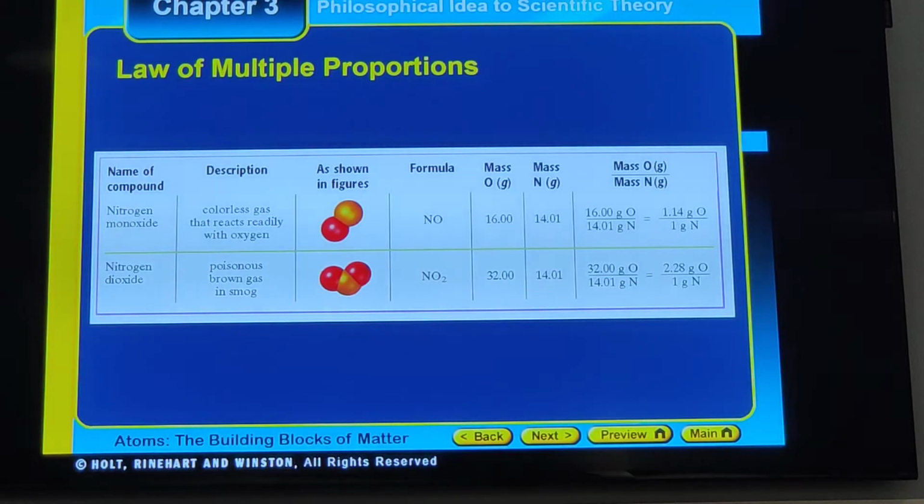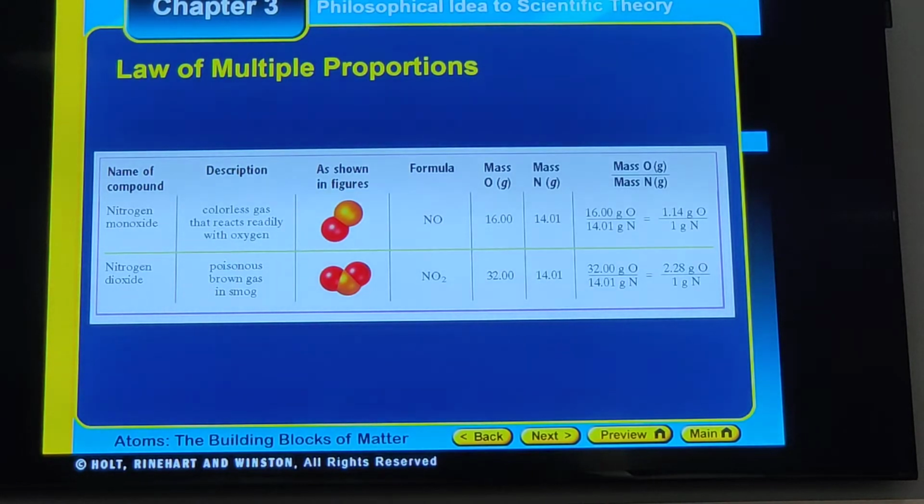We had water and hydrogen peroxide. Their example is nitrogen monoxide and nitrogen trioxide. We could have used carbon dioxide and carbon monoxide as well. Could have used those two. It's the same two elements. And now where are they getting these mass numbers? Well, they're getting those from the periodic table.